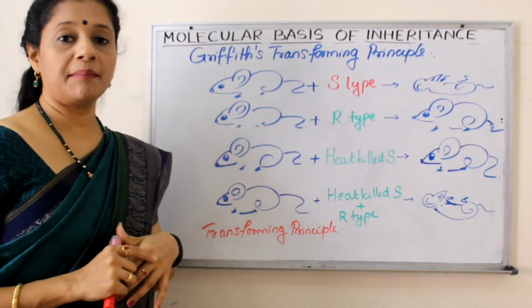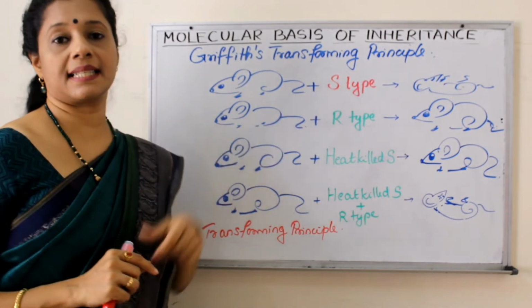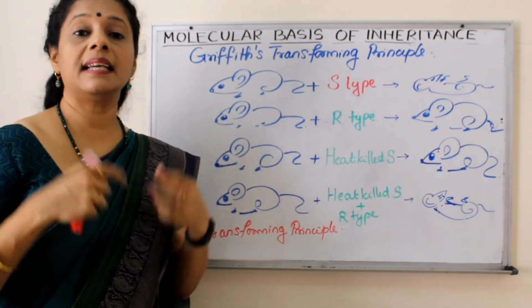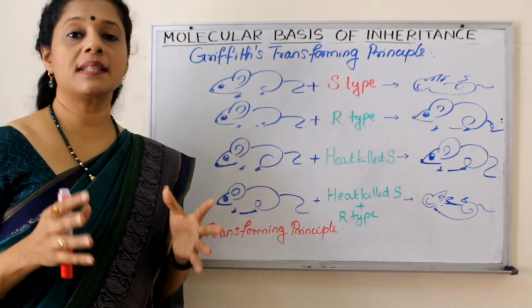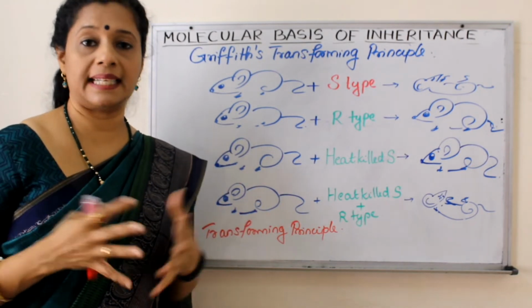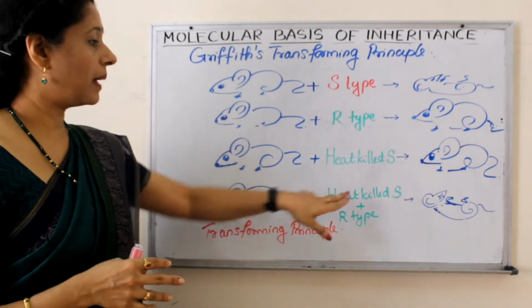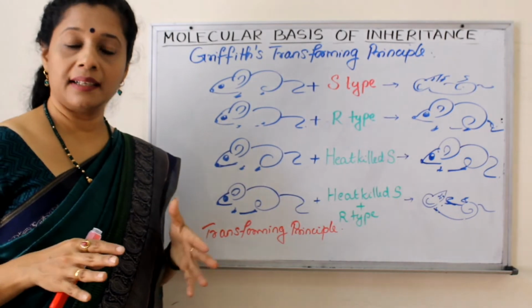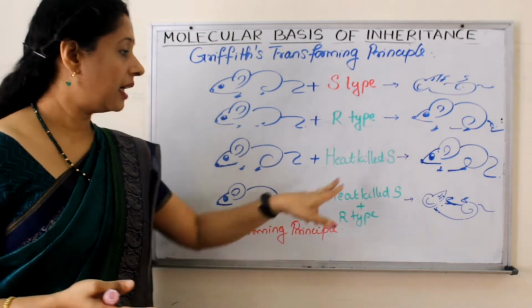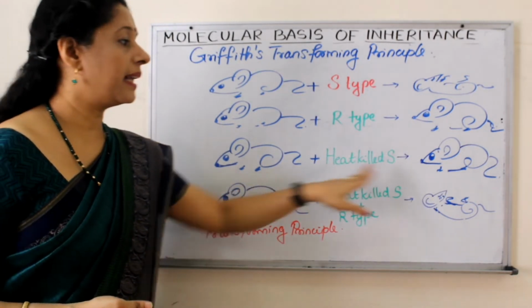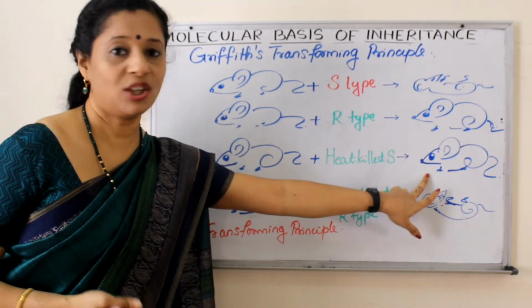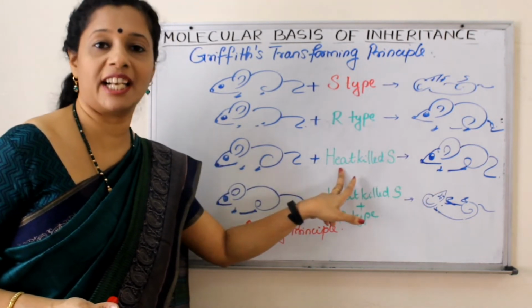In the third type, what he did? He heat killed the S-type. That means by heating, he killed the bacterium. You know, once the bacteria are killed, they cannot cause any disease. So here also, while heating them, they are dead, so they are no more pathogenic. Injected into mouse and the mouse lived. No pneumonia, because this is non-virulent now. We killed it.